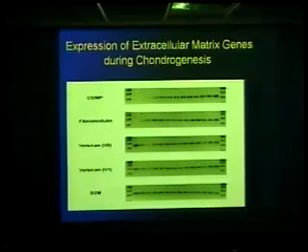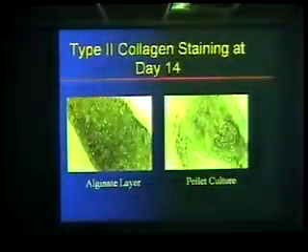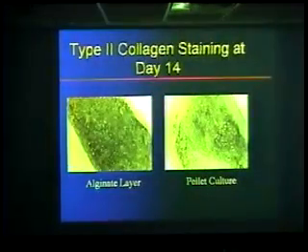All of these molecules are abundant in normal articular cartilage, and so their expression by these cells indicates that the phenotype of these differentiated cells at least resembles that of articular cartilage. Versican is a proteoglycan more commonly associated with fibroblasts than with chondrocytes, but this also is expressed throughout this differentiation process. And this illustrates the histological appearance of these cells as they're induced along the chondrogenic pathway.